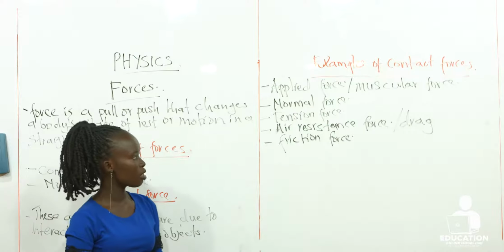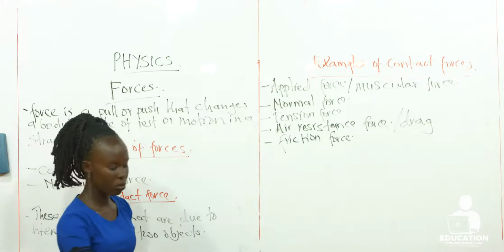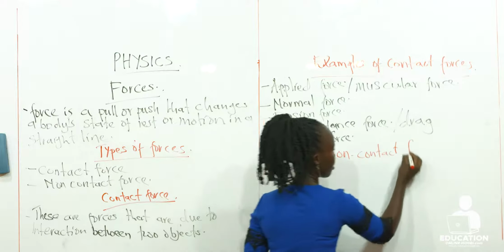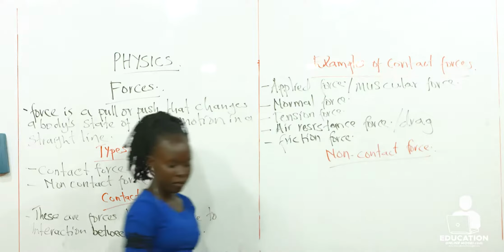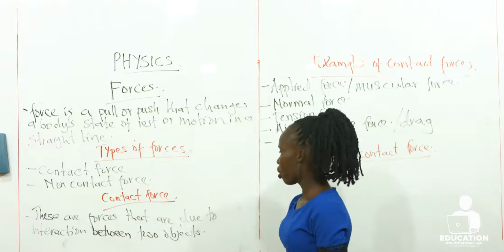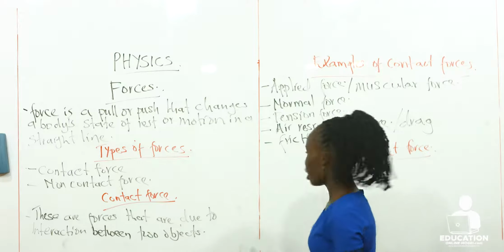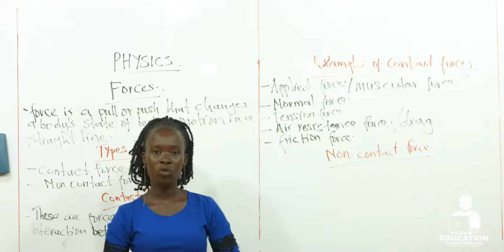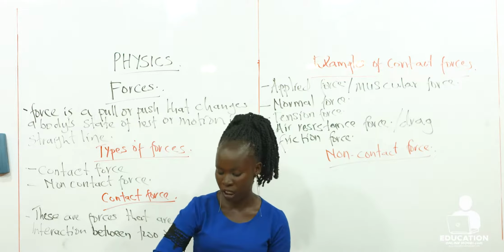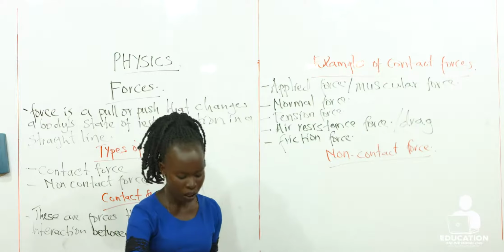They are not only limited to that. There are still more varieties that you can list under that. So let's now look at the non-contact force. If a contact force is due to interaction between two objects, what will this non-contact force be? It is the opposite of the contact force. With a non-contact force, the two objects do not come into contact physically. So a non-contact force is a force that does not involve a physical interaction or physical contact between two objects.